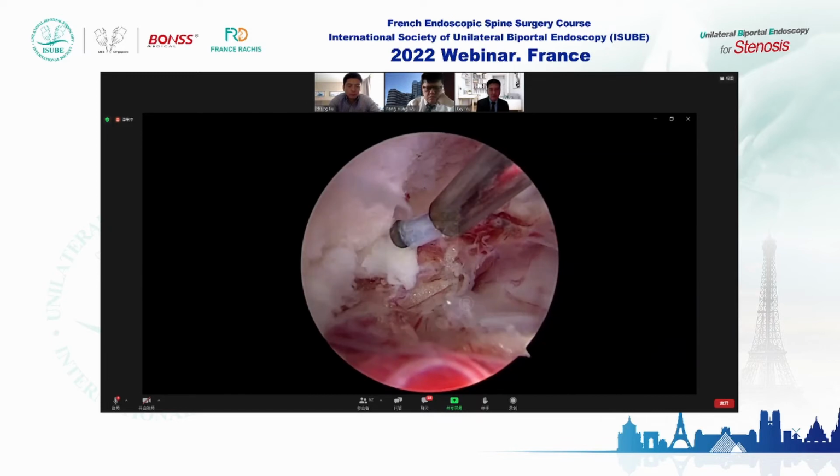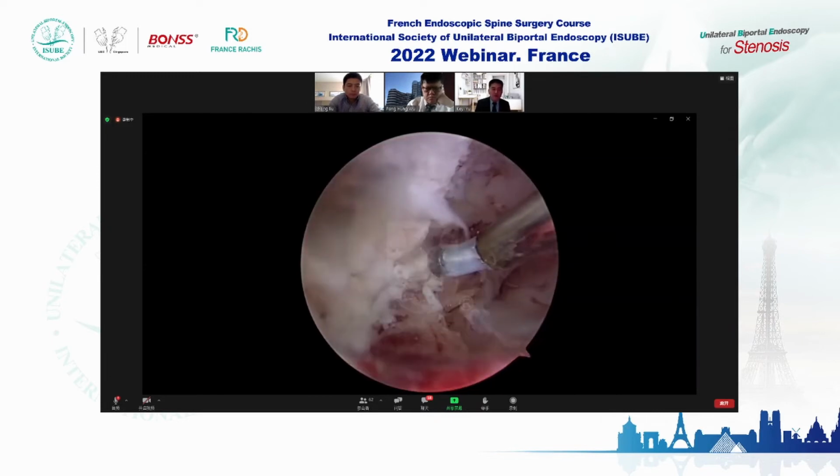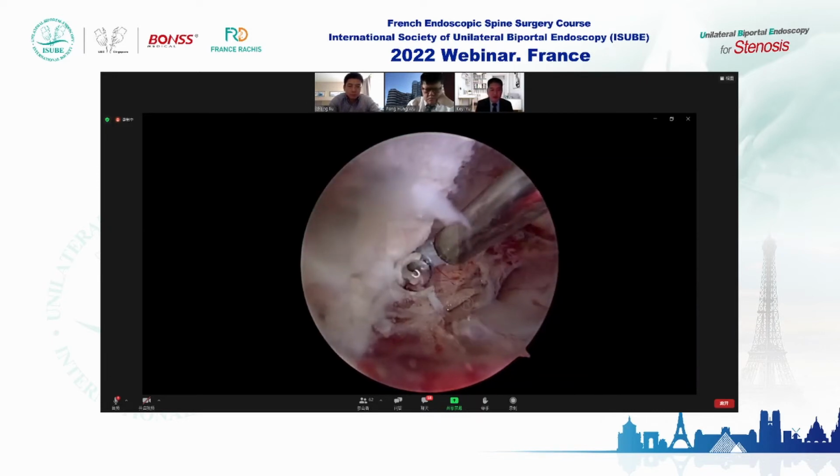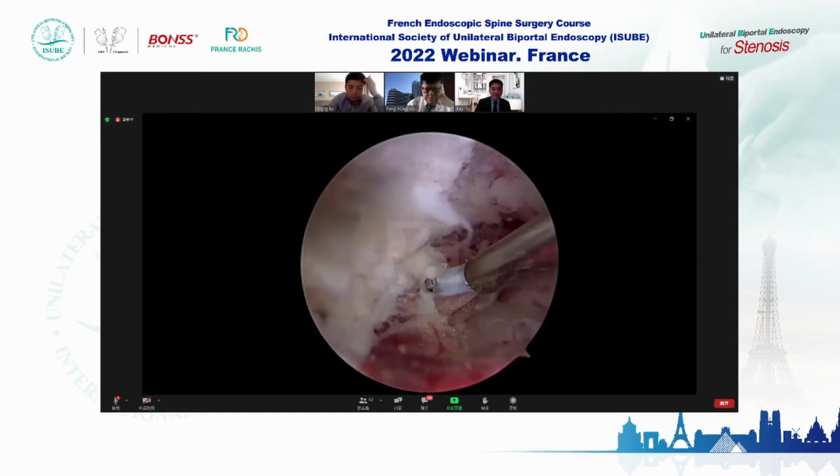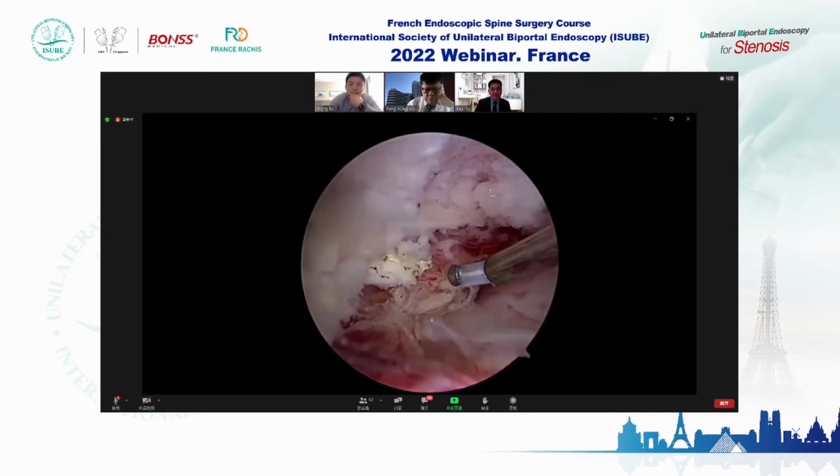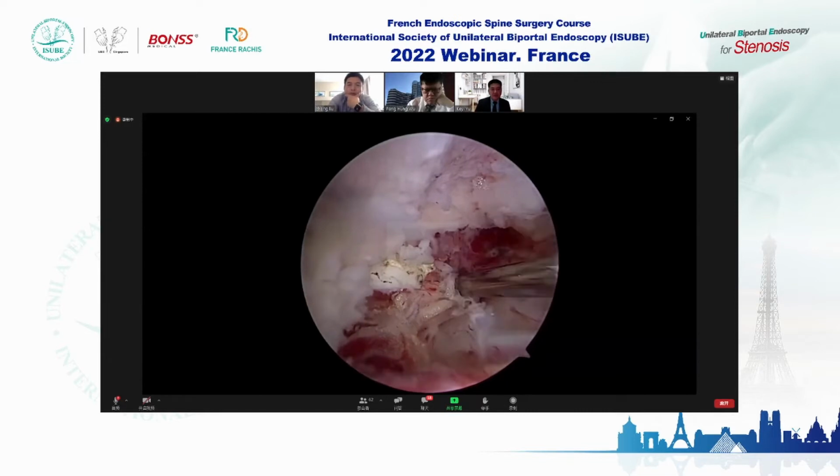So this curved radio frequency is a very good instrument. Yeah, yeah. It is small size and curved.